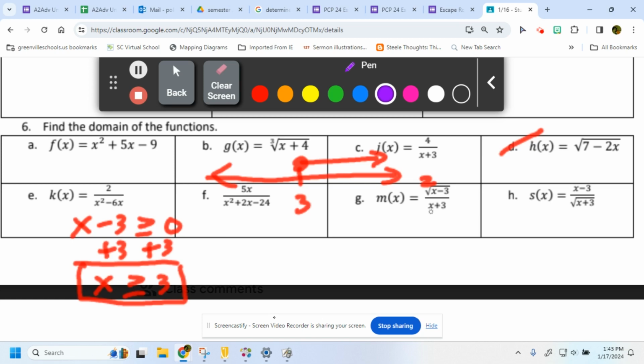Let's go to the next one, x plus 3. That means x plus 3 set equal to not 0, so therefore x cannot be equal to negative 3. So any number will work except negative 3. So starting from the left, open circle at negative 3. No, I'm wrong.